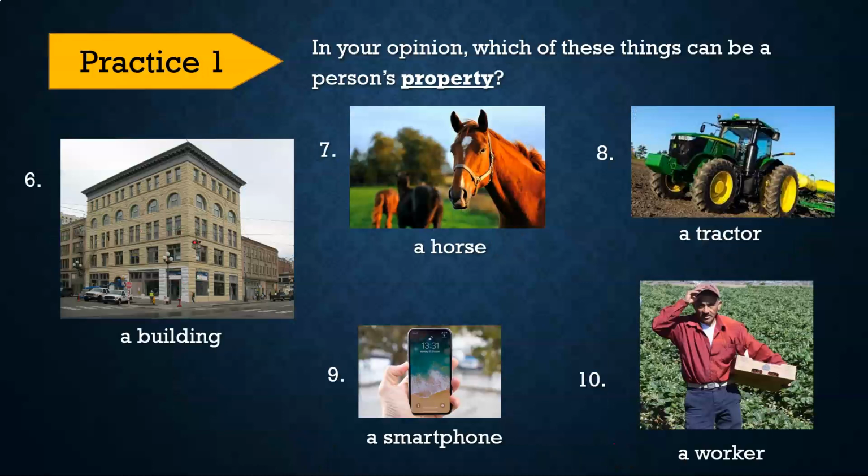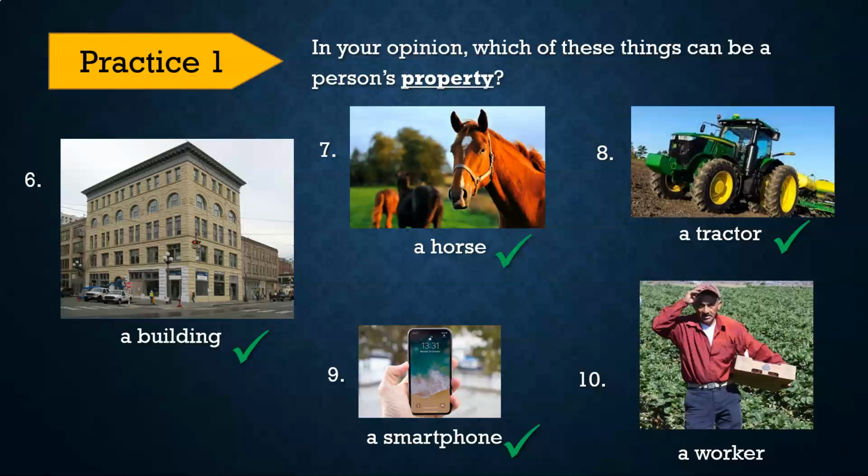Here's number 6 through 10. Pause the video if you want. What do you think about these ones? A building? Is that property? Yep. How about a horse? Can a horse be property? Yes. A tractor? Yes. A smartphone? Yes. How about a worker?